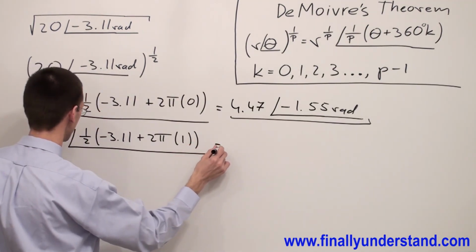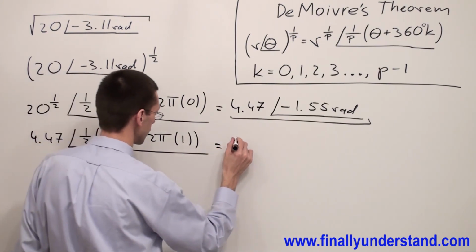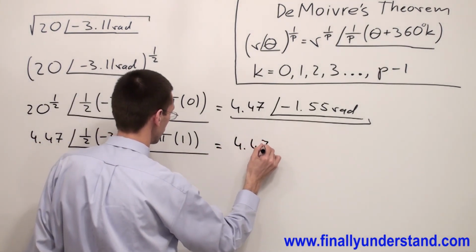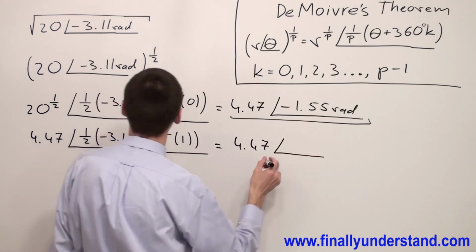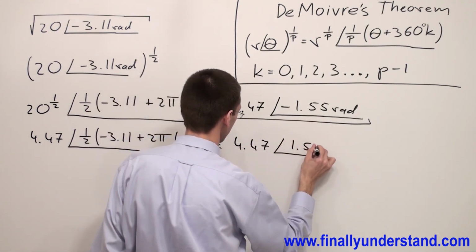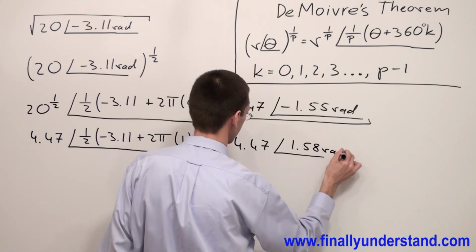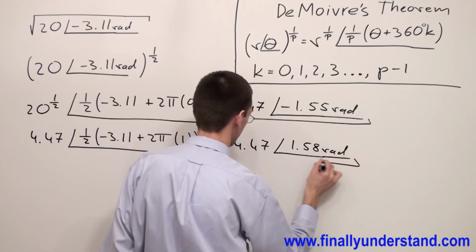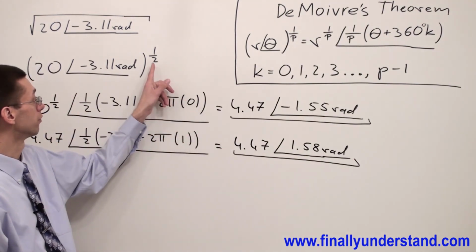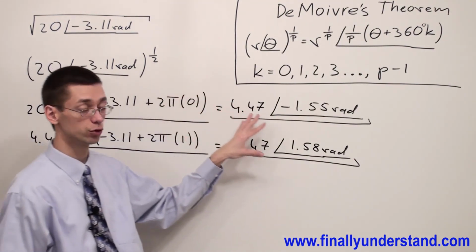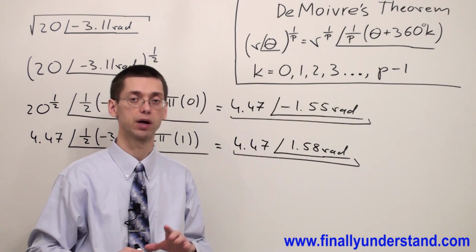Okay, so this is equal to 4.47 and angle of 1.58 radians. And this is my second root. We're supposed to have 2 solutions. We got 2 roots. We can say that the problem is solved.